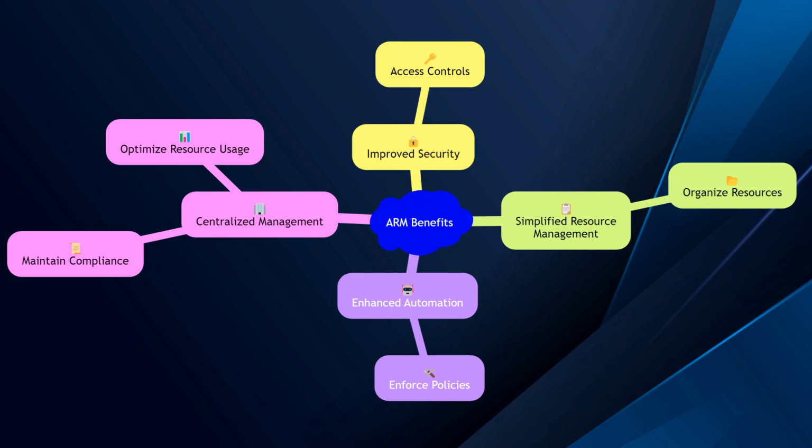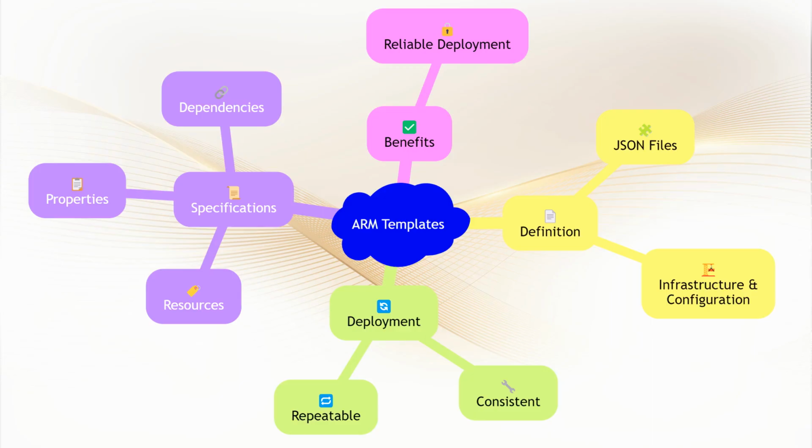By using ARM, you can apply access controls, organize resources, and enforce policies across your Azure environment. This centralized management approach helps in maintaining compliance and optimizing resource usage. ARM templates are JSON files that define the infrastructure and configuration for your Azure solution. They enable you to deploy resources in a consistent and repeatable manner. With ARM templates, you can specify the resources you need, their properties, and any dependencies between them, ensuring a reliable deployment process.